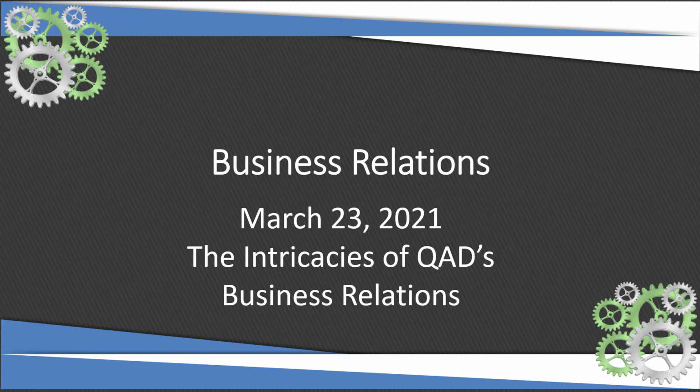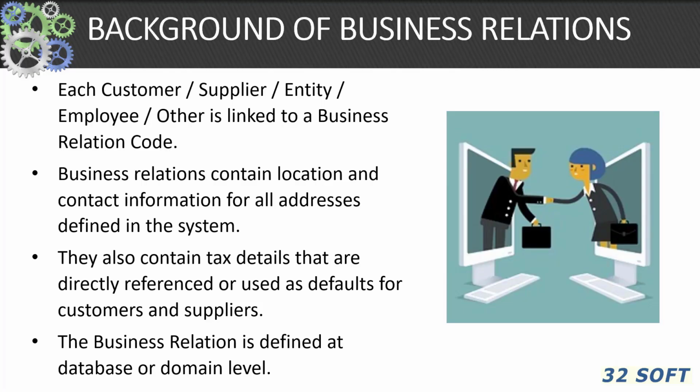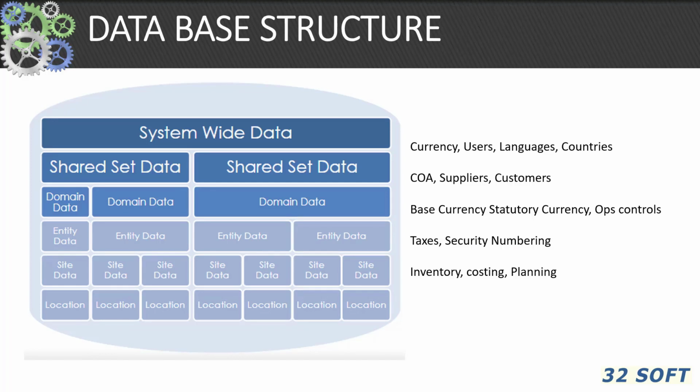Today we want to take a look at one of the integral parts of QAD EE, that is the business relationship functionality. Each customer, supplier, entity, employee, other is linked to a business relation code. The business relations contain location and contact information for all addresses defined in the system. They also contain tax details that are directly referenced or used as defaults for customers and suppliers. The business relationship is defined at the database or the domain level.